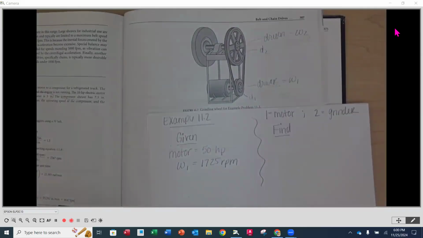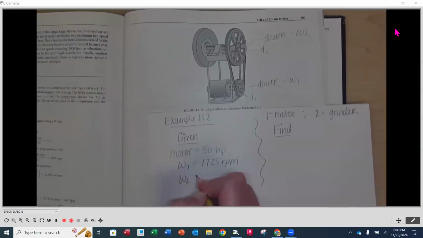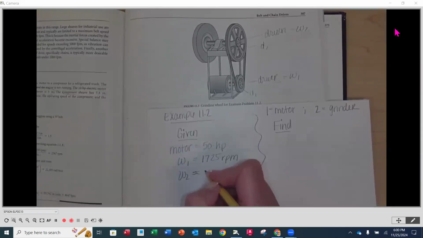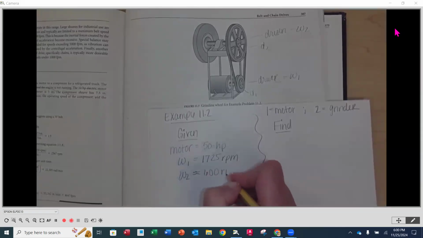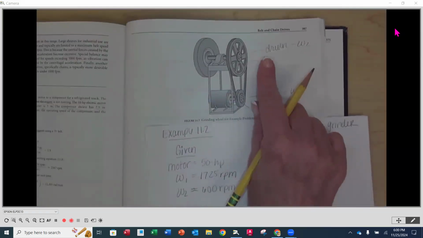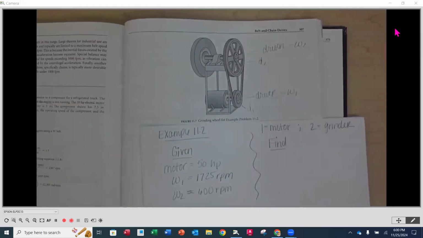W2, angular velocity, that's going to be the 600 RPM. Now it says approximately, so I'm going to do a little wavy line here. This is approximately what we want that to be, and that's going to be dependent on the sheaves that we're able to pick off of the standard commercial list. So it might not be exactly 600, but it says approximately 600. Okay. Good.